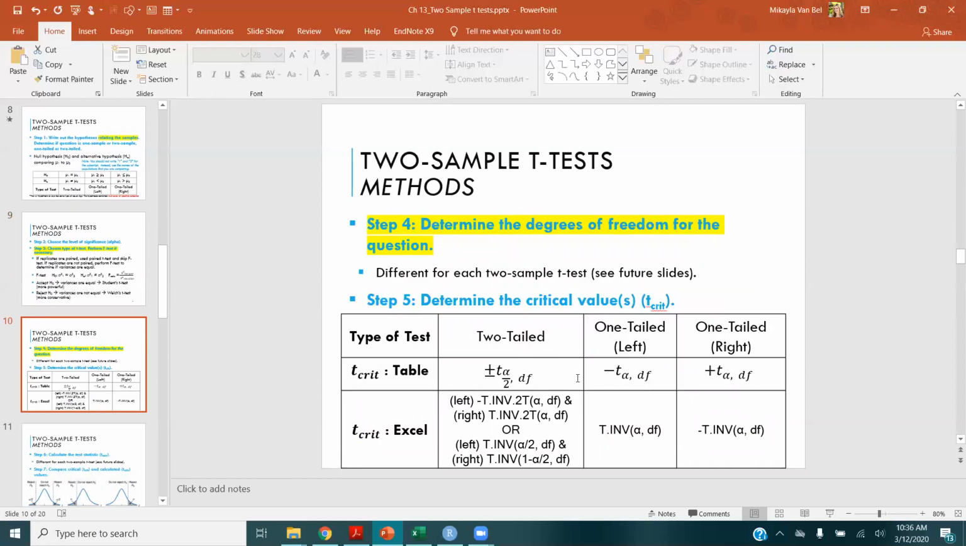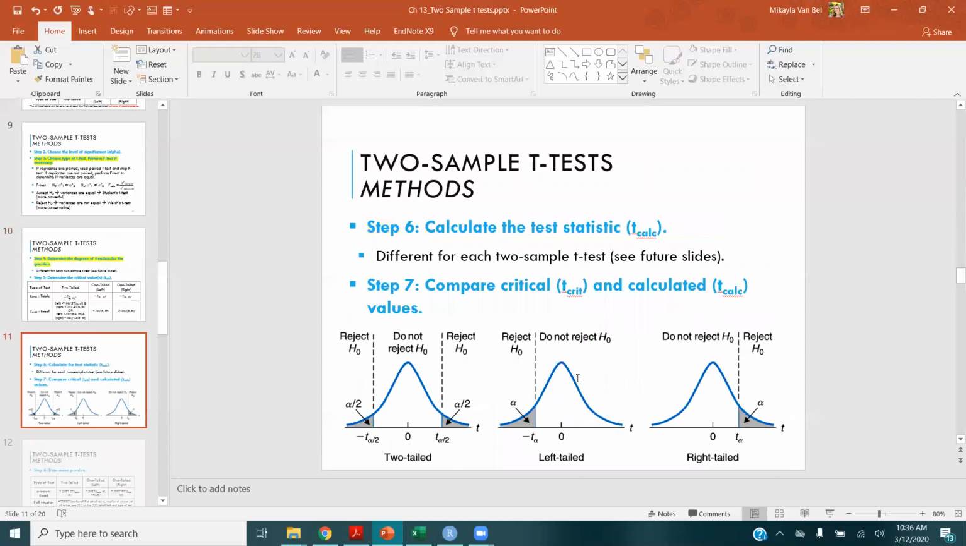The fourth step, which is slightly different for two-sample tests than one-sample tests, is we will determine the degrees of freedom for the question. This is different for each type of two-sample t-test, and we'll discuss those in a moment, but that also comes with a caveat, which I will discuss then. Step 5 is determining the critical values. This is done in the same way as for the one-sample t-test using the t.inv or t.inv.2t functions in Excel, or using the t-value table in your book.